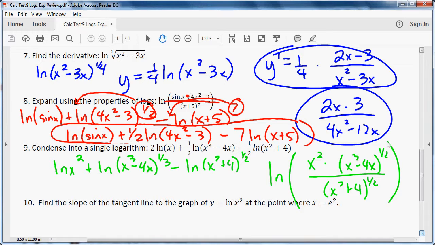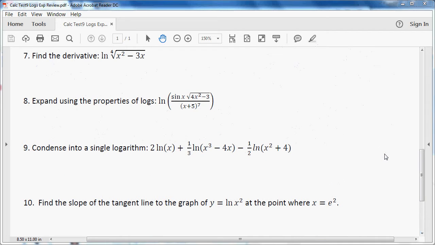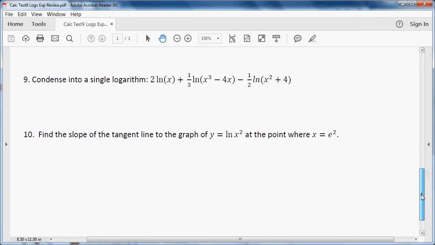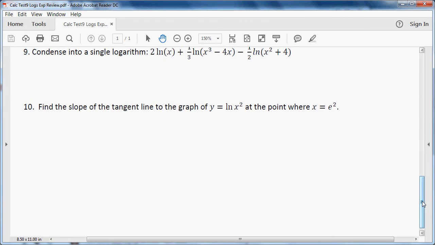So y prime will equal the derivative of the inside over the inside. I'll go ahead and reduce that to 2 over x. And their question is, what would the derivative be at e squared? So I just plug e squared in for the x. So I get 2 over e squared. And you can leave the answer like that, or if you want to type that in your calculator and get the decimal equivalent, that's fine as well.